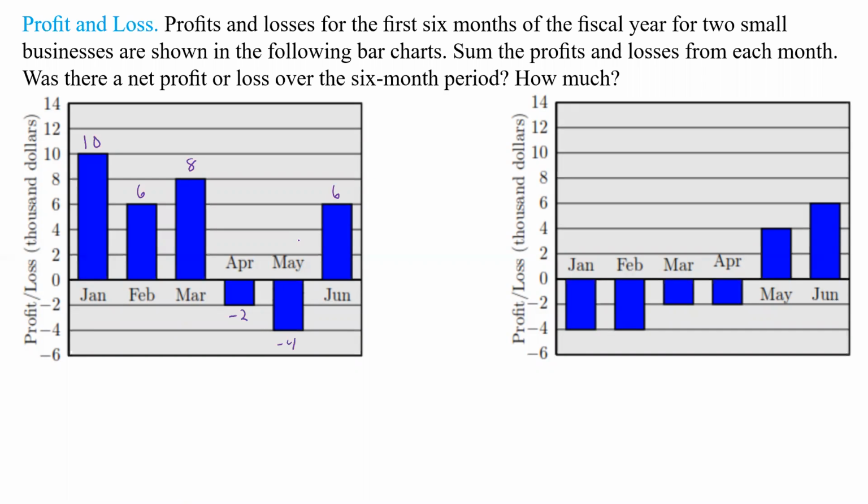Now, by using our efficiency, what could we do? Well, we could add all the positives together first, and then we could add all the negatives together, and then we could add the two together.